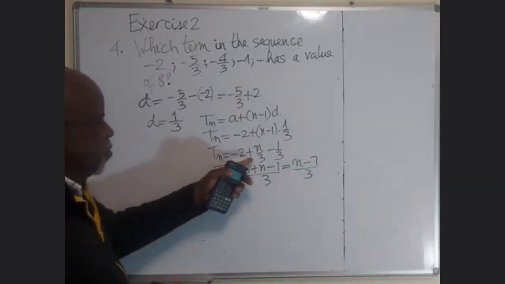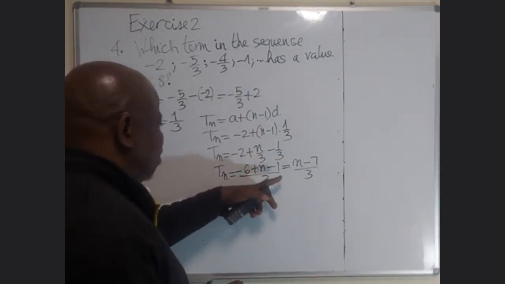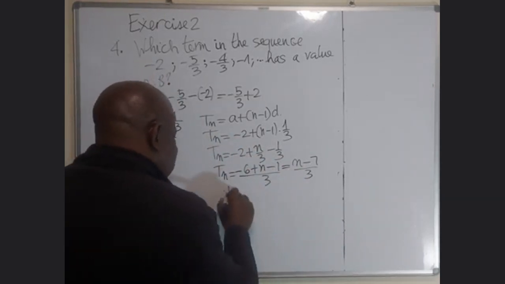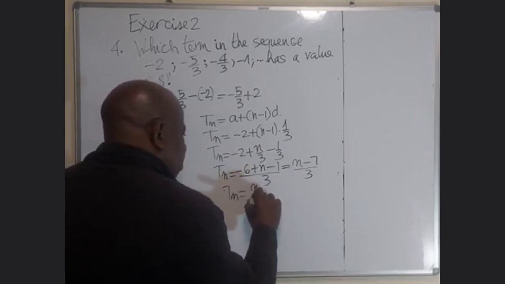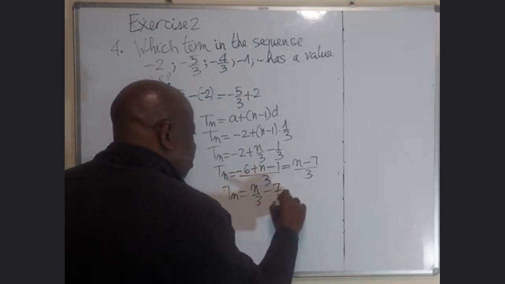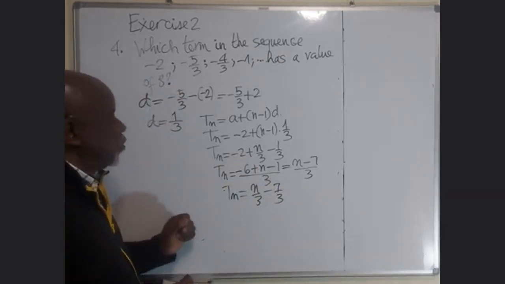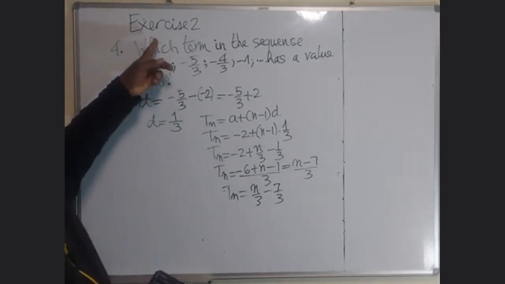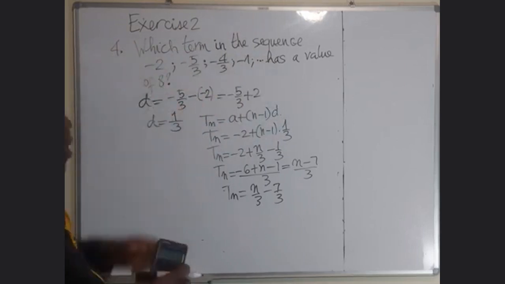Yeah, so common denominator 3 times 2, negative 6 plus n minus 1, so it's n minus 7 over 3. This can also be written like this: n over 3 minus 7 over 3. This is our general term. So now we're going to respond to the question saying which term in the sequence has a value of 8.